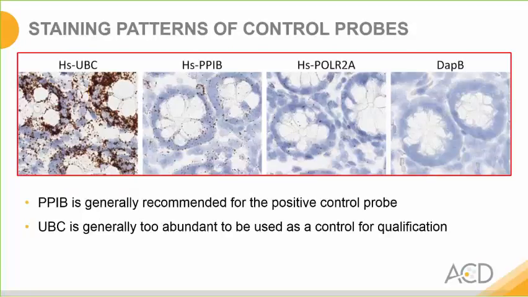Some of the staining patterns of the control probes are highlighted here. UBC again has the highest level of expression of the housekeeping genes that are typically used in RNAscope assays. Again, PPIB is generally recommended for the positive control probe for most studies, as it has a low to moderate level of expression relative to UBC, such that if signal is seen, the RNA is typically suitable for detection of most any target.